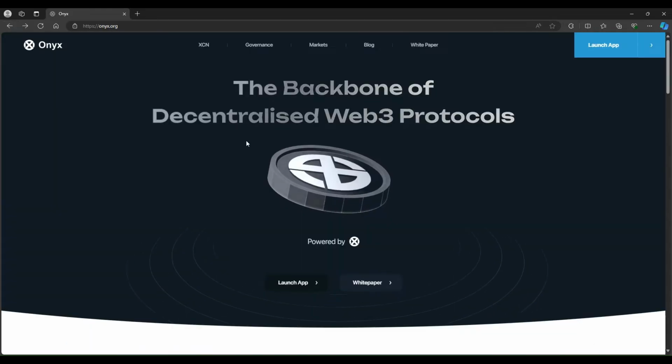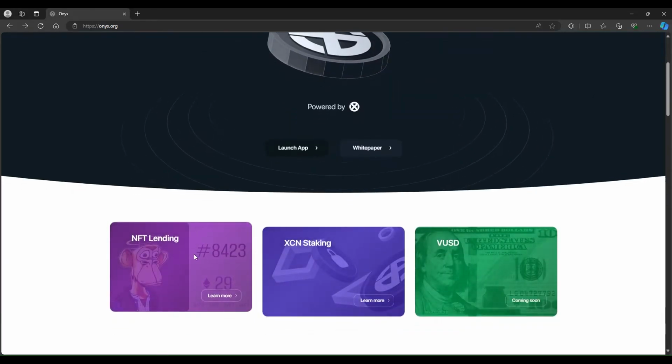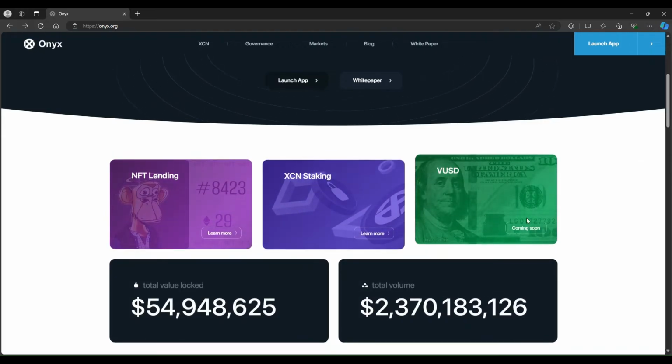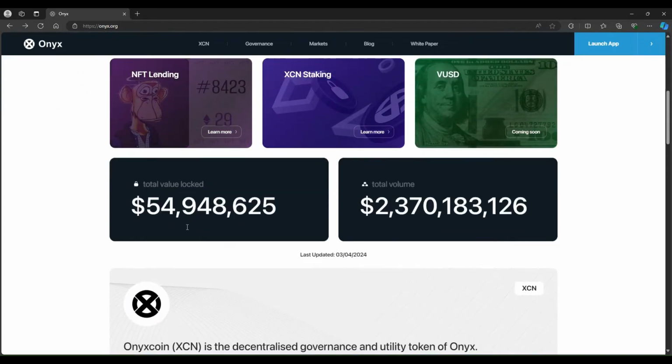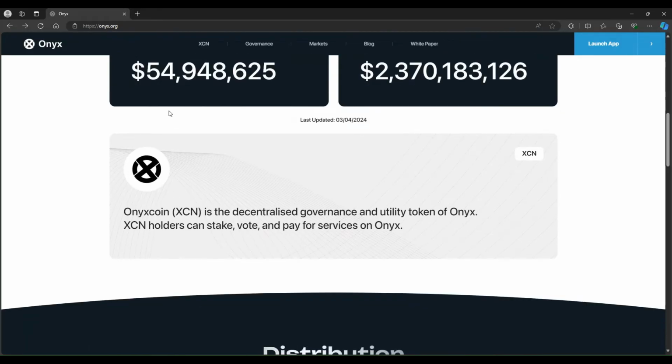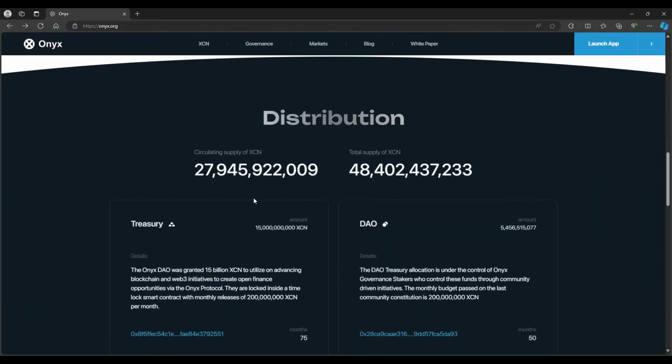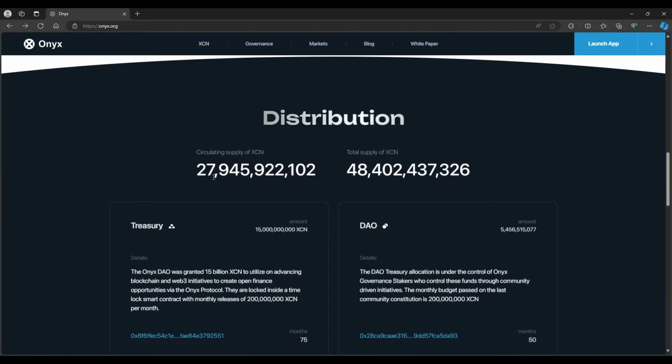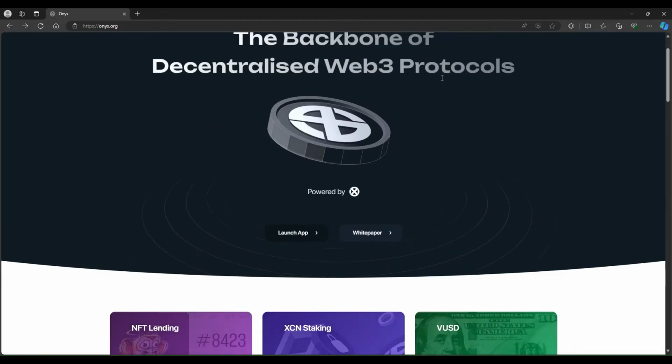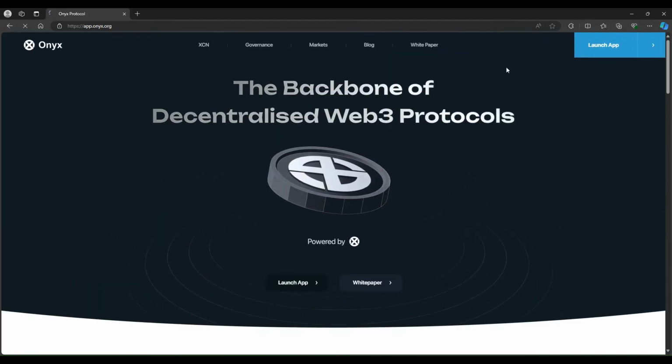But going back to their website here, you've got the launch of the app and the white paper, which you looked at. Go read it. We'll launch the app in a second. You go to NFT lending, staking, VUSD, which we're going to talk about a little bit more. Total $54 million locked so far. Total circulating supply is 28 billion, total supply 48 billion. It's still coming down a little bit because of their burn mechanism. But let's get into it, right? Let's get into the app. We'll walk you through how to stake.